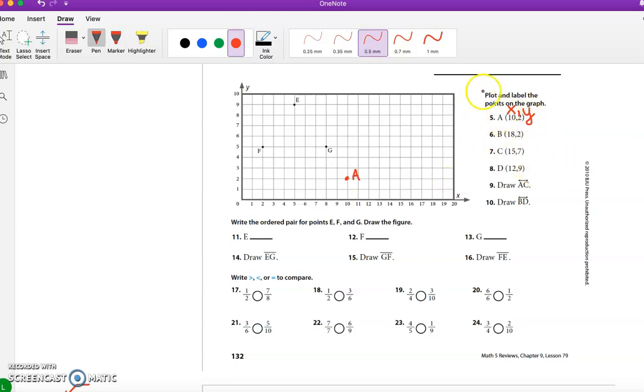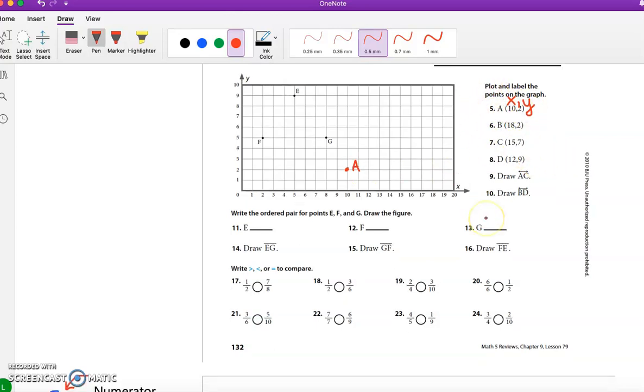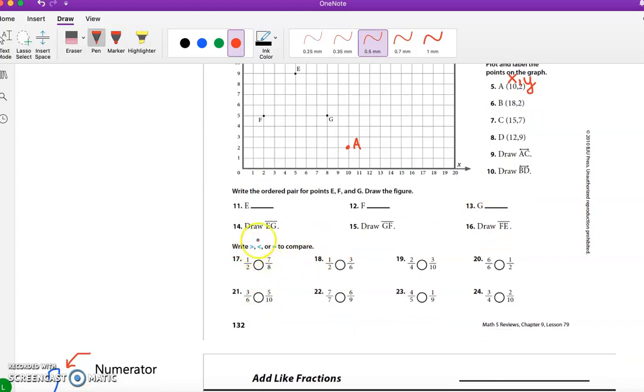So I want you to do number 5 to 10, and this is comparing the fractions. We all know that 1/2 is half, and 7/8, is it greater than half or less than half? Greater than half. And what about 3/6 and 5/10? They are both exactly half, so they're the same.